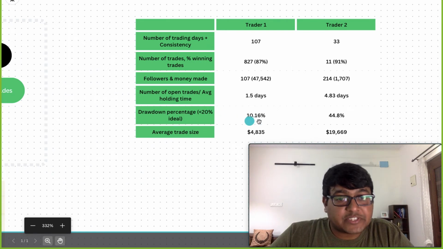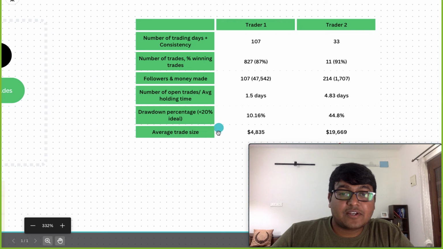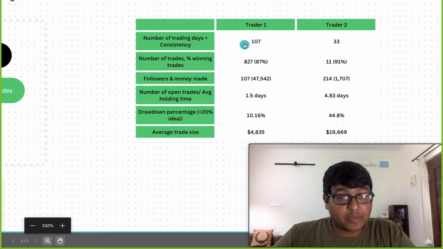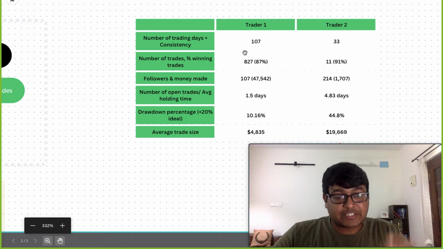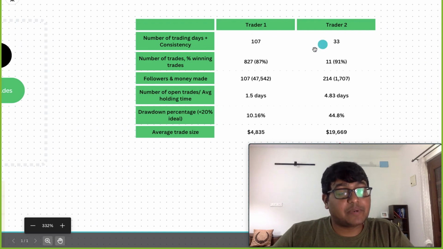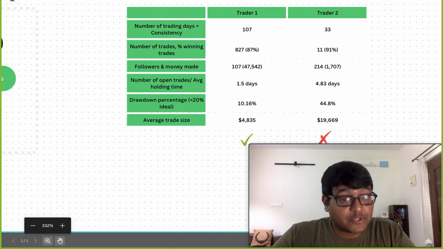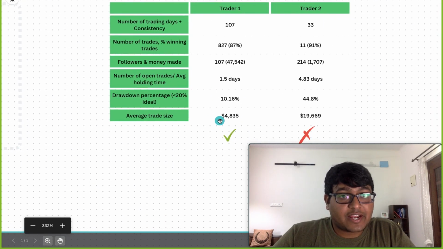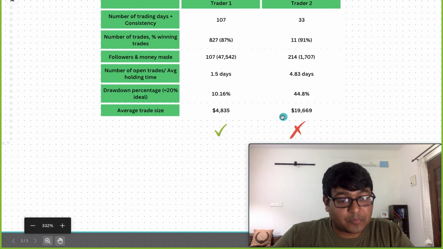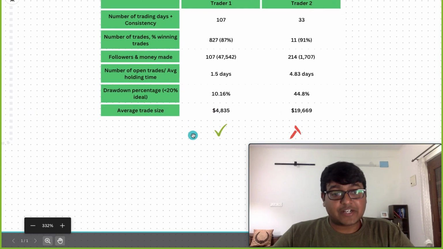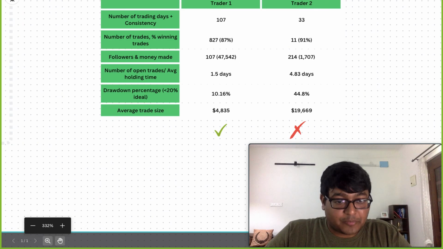Drawdown percentage, it's 10.16 for 44.8. Less than 20% is typically ideal. Average trade size, 4,819 versus 669. Lower the number, the better. So going by all these parameters, although I've taken a very extreme example, you can see that trader 1 is clearly better than trader 2. These are some of the parameters that you can use to judge who might be a better trader. So if I were you, I would go with trader 1 and not trader 2 to copy. That would be my strategy to follow for something like copy trading.